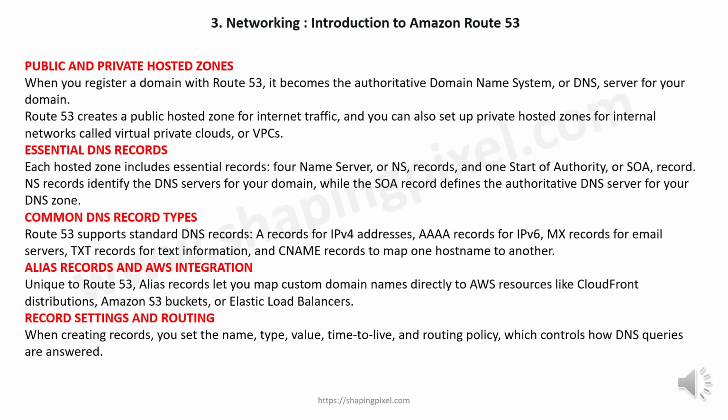Amazon Route 53 is the domain name management service from Amazon Web Services, or AWS. It acts like the Internet's phone book, translating easy-to-remember domain names into the numerical IP addresses that computers use to communicate. When you register a domain with Route 53, it becomes the authoritative domain name system, or DNS, server for your domain. Route 53 creates a public hosted zone for internet traffic, and you can also set up private hosted zones for internal networks called virtual private clouds, or VPCs.